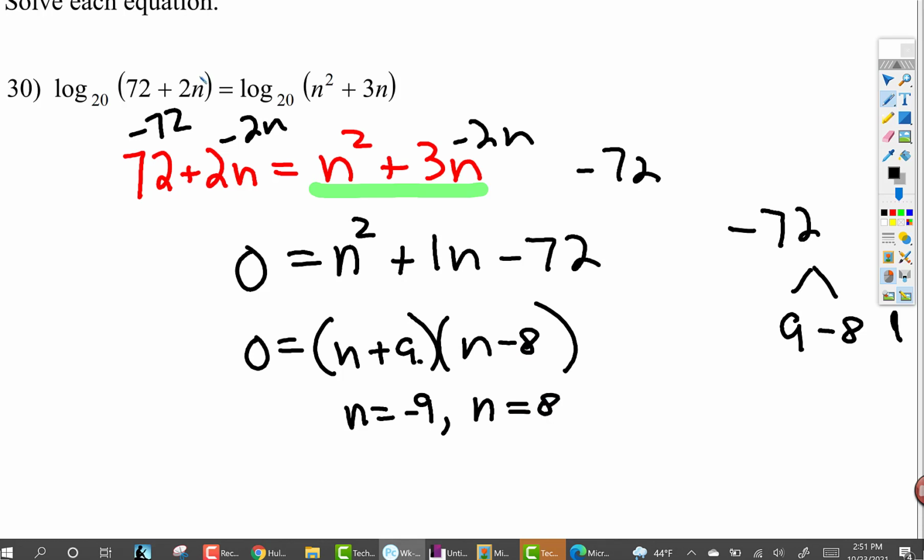If we put negative 9, the negative one I'm worried about. If we put negative 9 in here, that's 72 plus negative 18. Well, that's still going to be a positive number. That's going to be what, 54? And then if we plug negative 9 there, we get 81, subtract 27, also 54. So negative 9 works, and since 8 is positive, 8 should work too. So n is equal to negative 9 and 8, just like that.